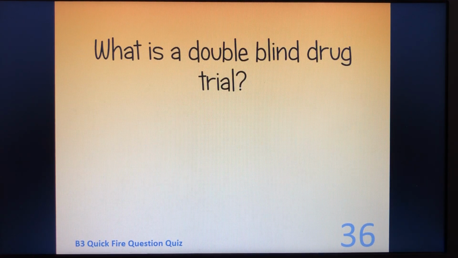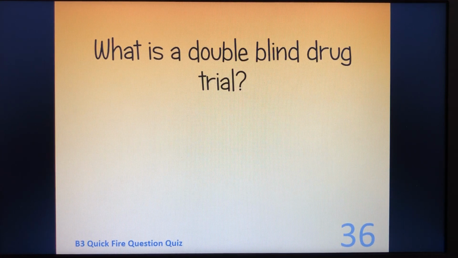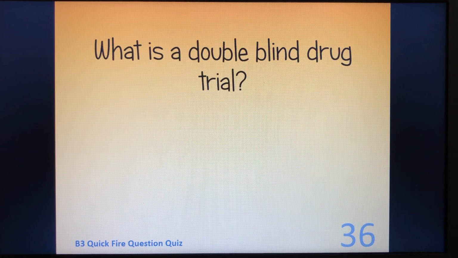Question 36. What is a double-blind drug trial? So we've got an open trial, a blind trial, and this is a double-blind trial, the most commonly talked about in this topic.